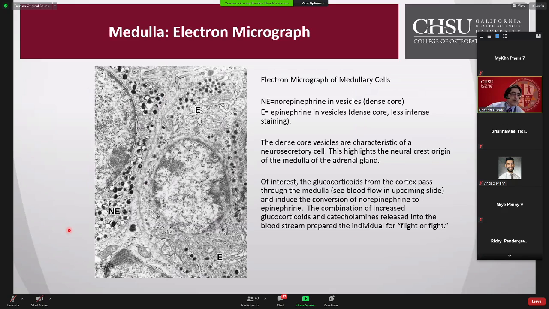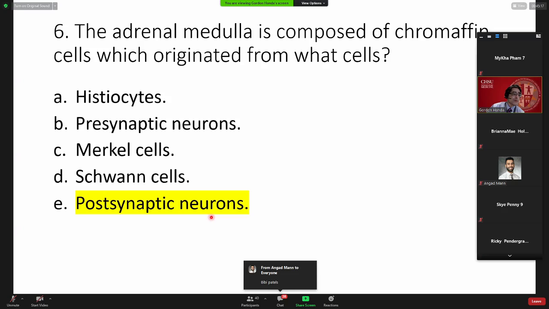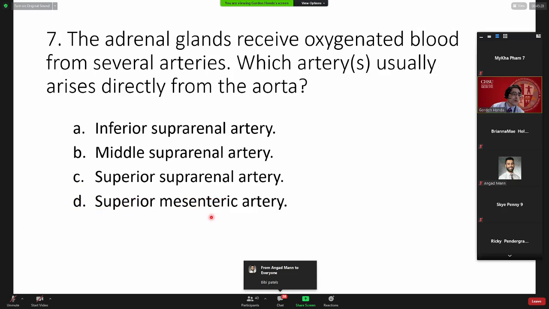And again, if we went to the adrenal medulla electron micrograph, here are those little cannonballs, BBs, or whatever you want to call them, round and dark. Those are the neurosecretory granules. In this case, they're either norepinephrine or epinephrine. Postsynaptic neurons. Okay, good. This one, I'll have to give you a little time to think about. So let's give you another 30 seconds or so.